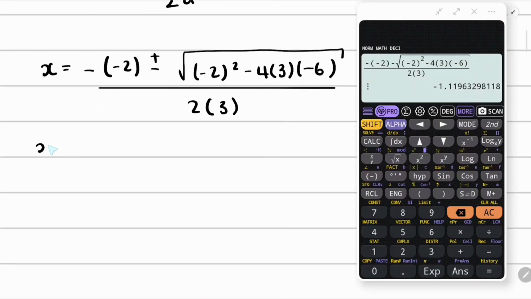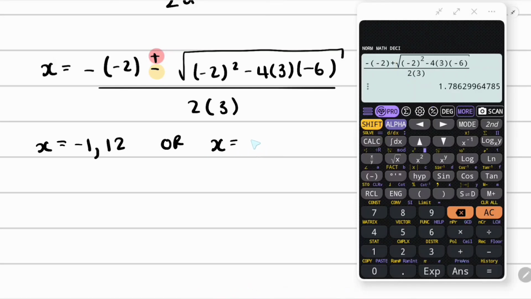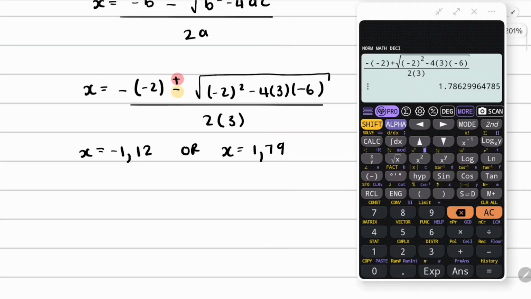Our first solution, when we substitute the negative, gives us x equals negative 1 point 1 1 9, and you see that the 9 is going to round up, adding a 1 to that 1 there. So it's going to be negative 1.12. Then you can change your sign to a plus, and if you change it to a plus, you see that we get x is equal to 1.786, but that 6 is greater than 5, so it rounds up and adds a 1 there, so you get 1.79. And those are our solutions.